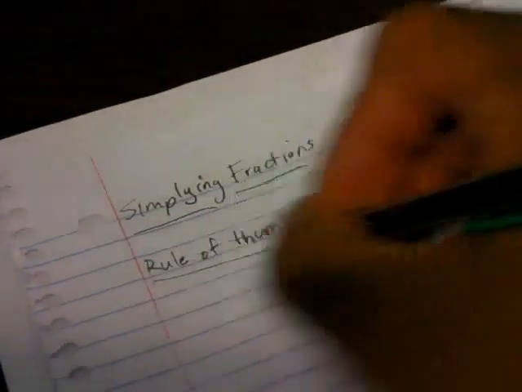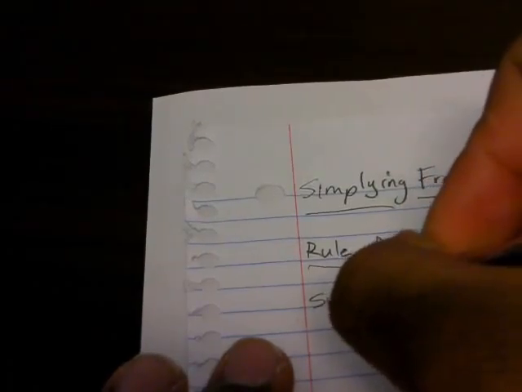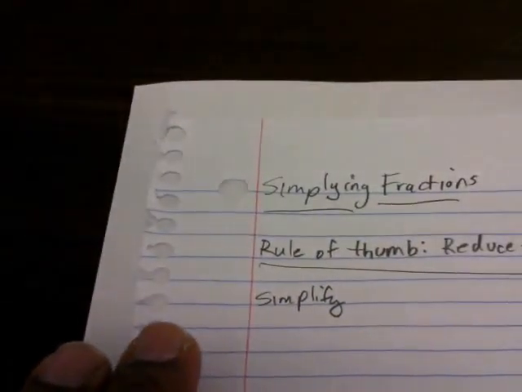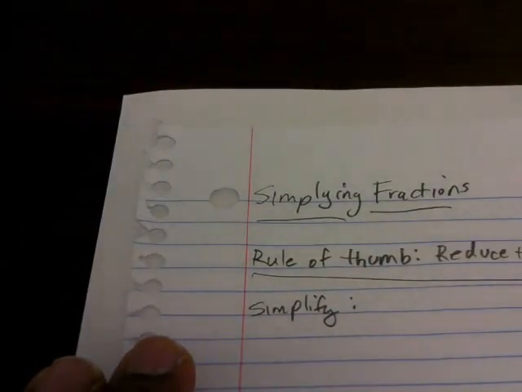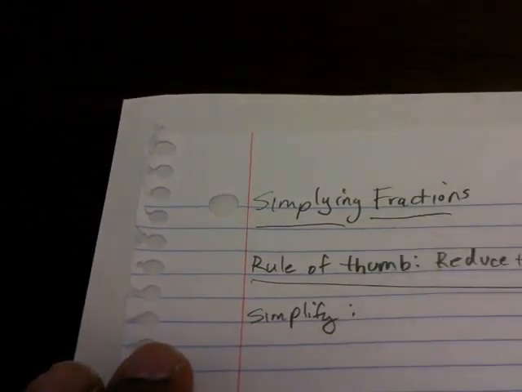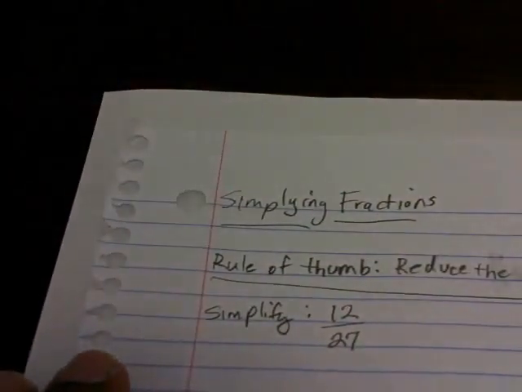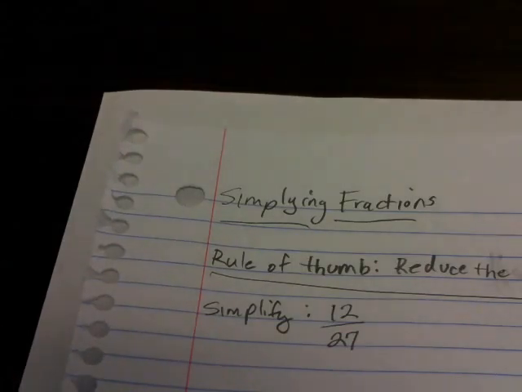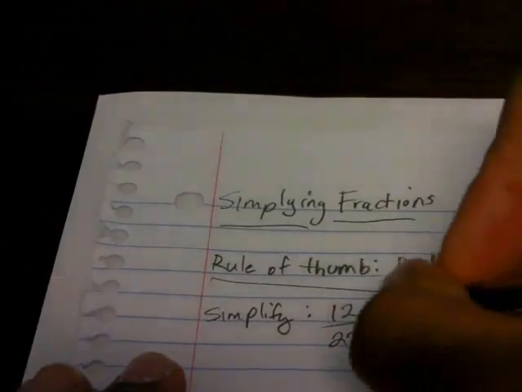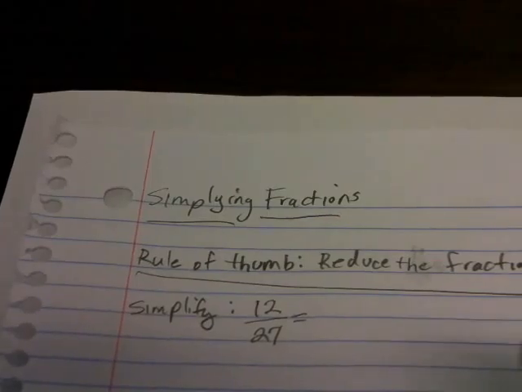When you reduce the fraction to its lowest term, say for instance, I'm going to simplify a proper fraction. If you remember what a proper fraction is, that means the denominator is the largest value and the numerator is the smallest. 12 over 27. We just want to simplify 12 over 27.